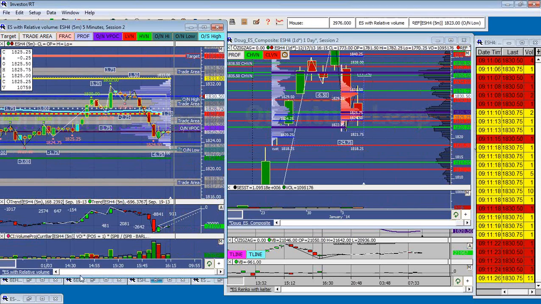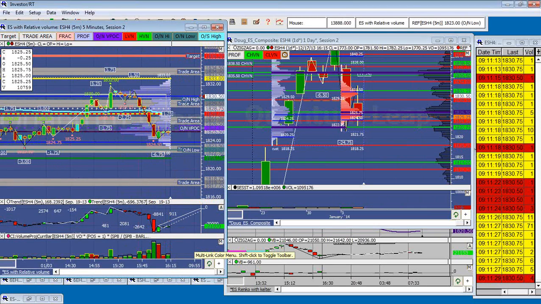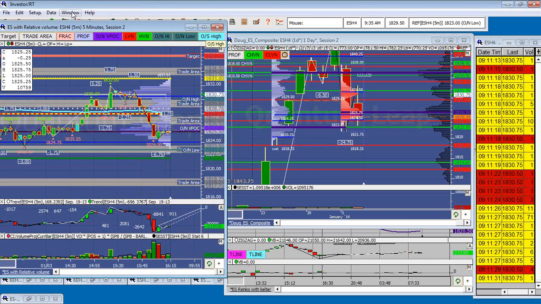So that's what I'm looking at in the ES. I'll post this chart in a few minutes. Let's take a quick look at gold.